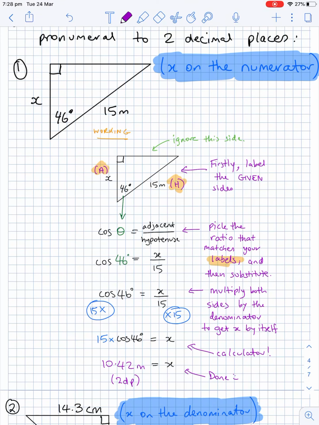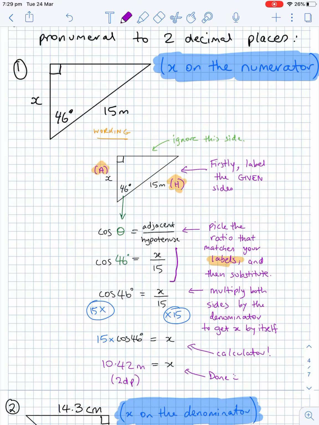And I think to myself, now I substitute in. So my theta is my unknown angle, but I do know my angle. It's 46 degrees. So those two change to each other. My adjacent was x, so the top one becomes an x. And my hypotenuse down the bottom is 15, so my hypotenuse changes to a 15. I pretty much just substitute them straight in. So that's my first line of working. Really important to be able to get to this stage.